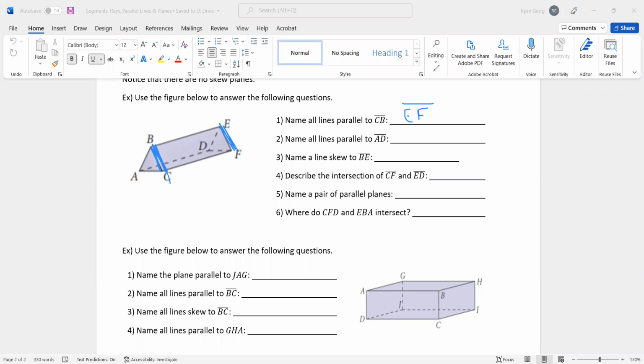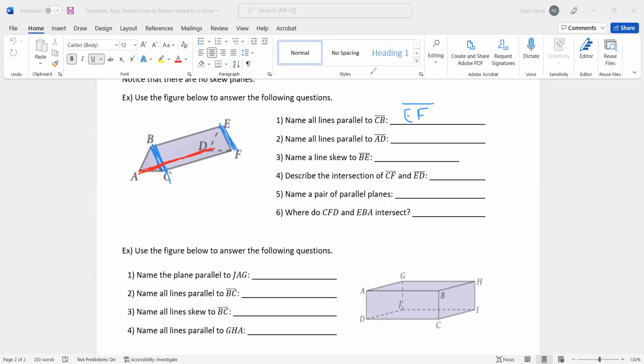Name all lines parallel to AD. So I'm going to switch colors here. AD is along that back side, and it's also along the bottom, right? So it's on 2 different planes there. I guess I should go back to the blue. BC is also on the front of the figure. Is there any line on the front of the figure that is parallel to BC? No, there's not. That's why for EF, there's only one answer.